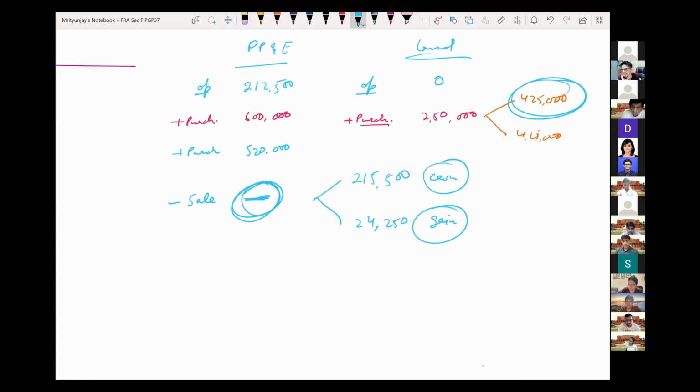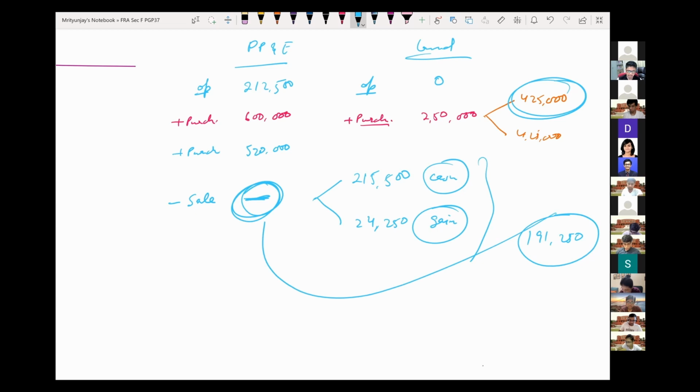The selling price minus gain. Selling price minus gain. What is that, Varsha? Cost of the machine. Cost of the machine. Okay. What is the cost of the machine? Tell me. Find out the number and tell me. It is 191,250. 191,250. Now there is a confusion. Confusion is, can I subtract 191,250 here? Arun doesn't agree. He is saying something else. Arun, go ahead, tell me.